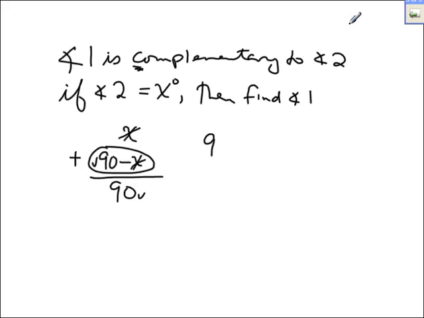Of course, you can start with 90 and take away the angle that you have, and whatever is left over, namely 90 minus x, that's the other angle. Angle number 1 is 90 minus x, whichever of the two ways you choose to do it.